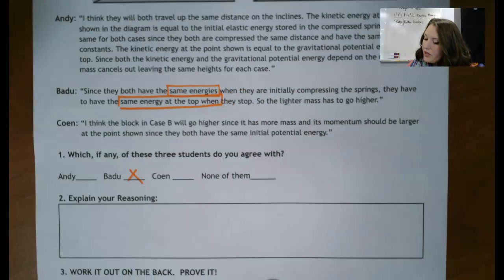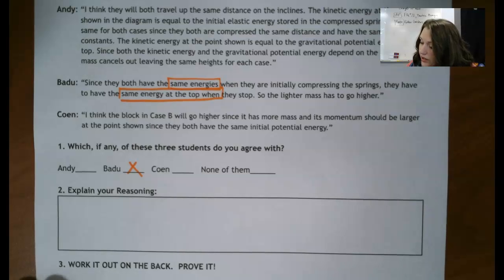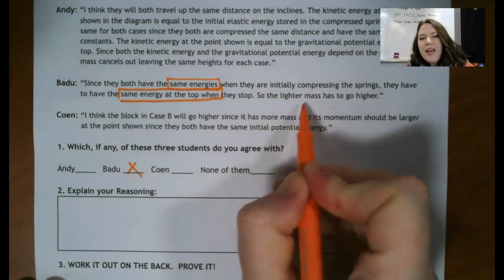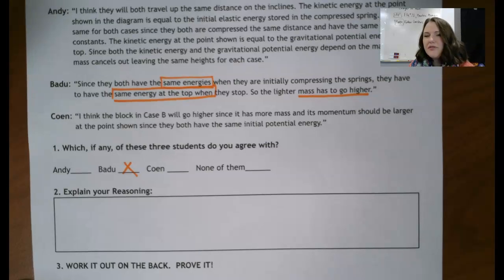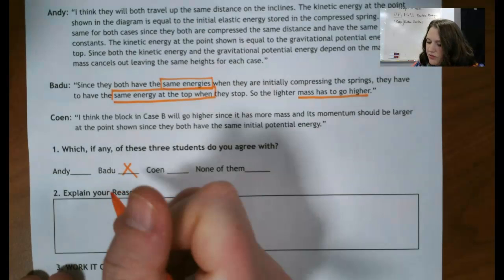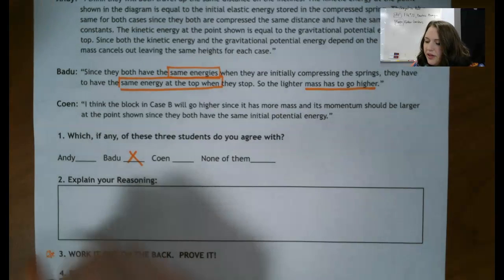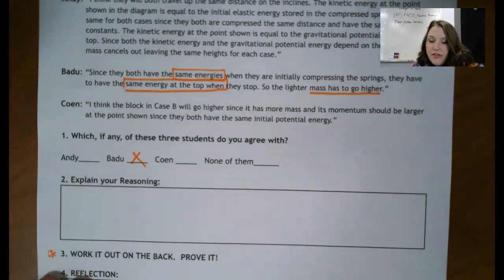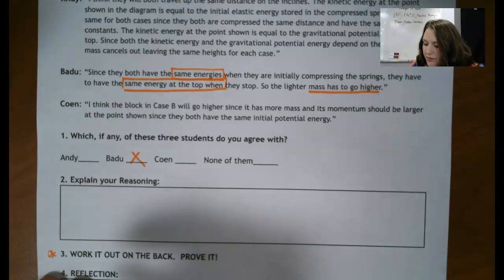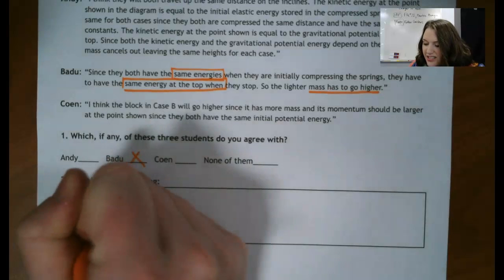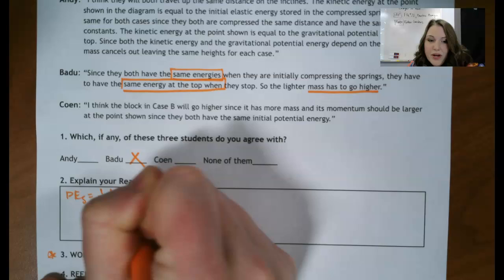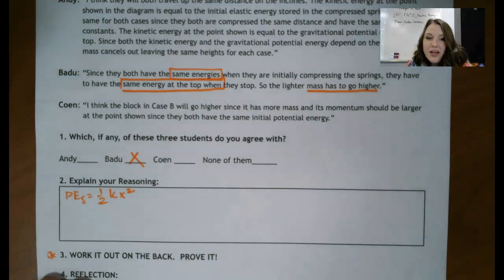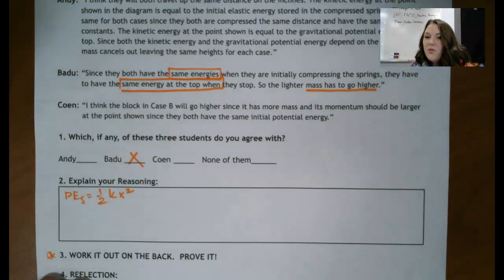All right. So the last part is that he says, so the lighter mass has to go higher. That can be a little hard to reason through. I'll admit that for me, it helps me to think through the math of that. So in my box down here, I'm going to work it out, which is what I asked you to do on the back of your paper. If both of these have the same energy to start with, and I could figure out what that number is, right? Because the elastic potential energy is going to be equal to that spring constant times 1/2 times the amount of compression squared.